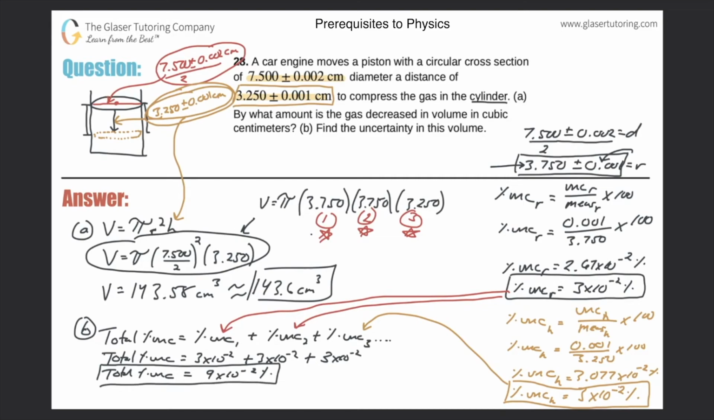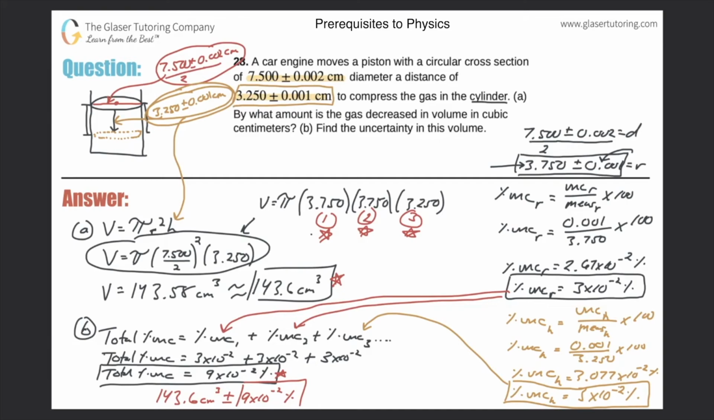Now remember, they didn't ask for the total percent uncertainty. They said find the uncertainty. So we just have to do one more step, okay? What I'm now going to do is I'm going to take my measured volume value and its associated percent uncertainty and basically put them together. So I'll do that here at the bottom. So basically I could write this, 143.6 centimeters cubed, right? Plus or minus 9 times 10 to the minus 2%. Now that would be fine if they wanted it in percent uncertainty, but they don't. They want to find the uncertainty. So what we need to do is we need to take this percent uncertainty and just convert it into the uncertainty in the measurement. So how do we do that?